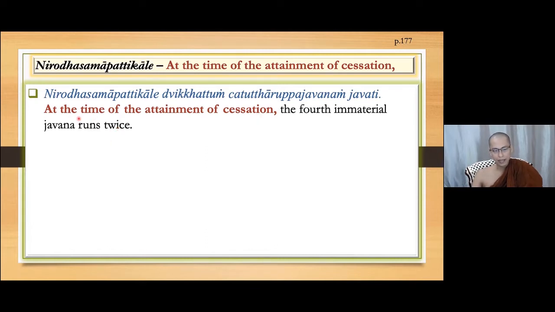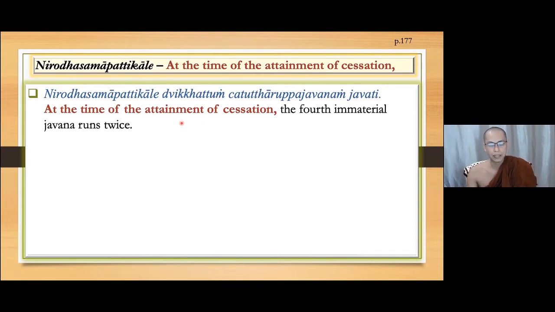Here, although it is said at the time of the attainment of cessation, we have to understand it in the proper way, not exactly at the time of the attainment of cessation, because the attainment of cessation refers to the state where the mentalities cease, mentality stops, not arising. That is why here the text says the fourth immaterial jhana runs twice. The fourth immaterial jhana is a kind of consciousness, so it says consciousness runs twice, meaning not exactly at the time of the attainment of cessation. This is one of the ways the Pali text explains.